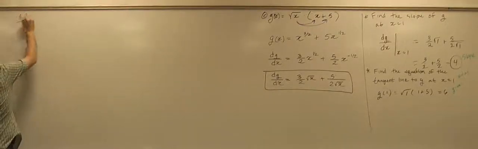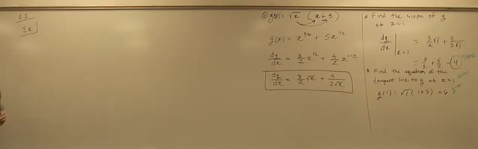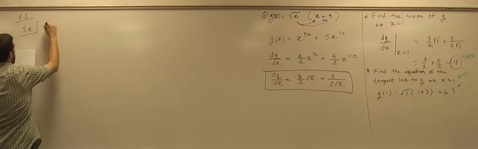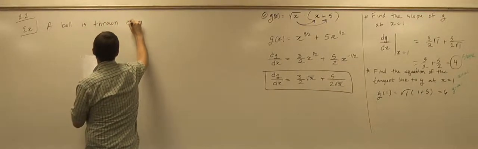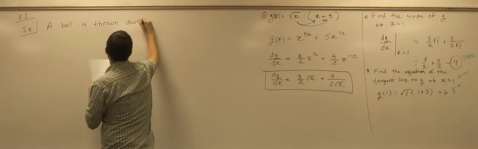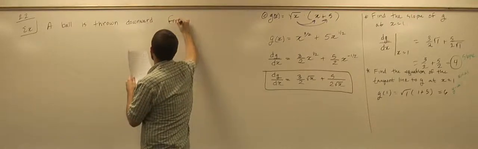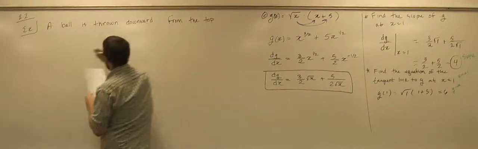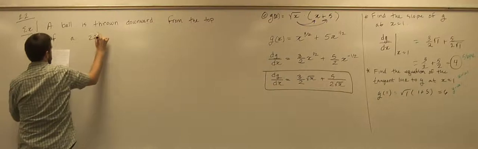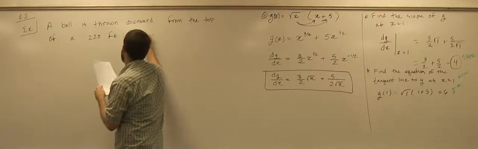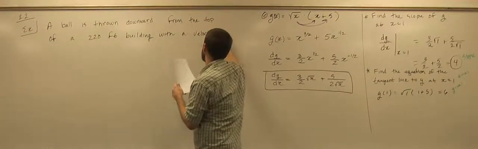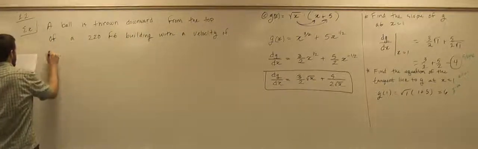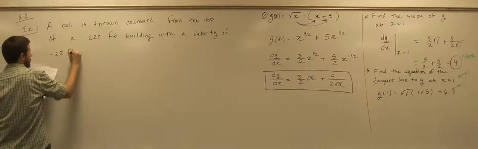One more. So a ball is thrown downward from the top of a 220-foot building with a velocity of negative 22 feet per second.